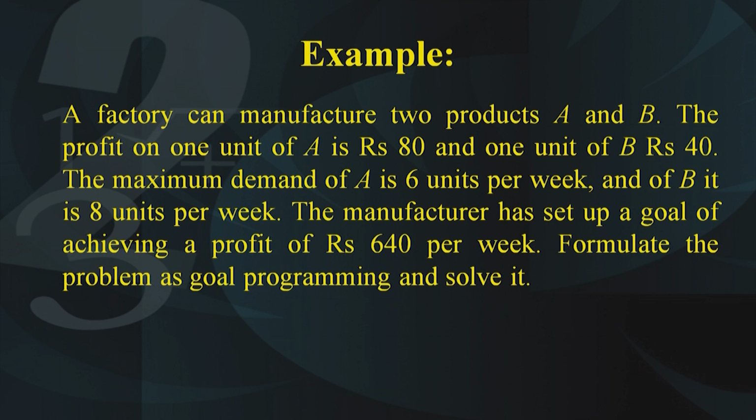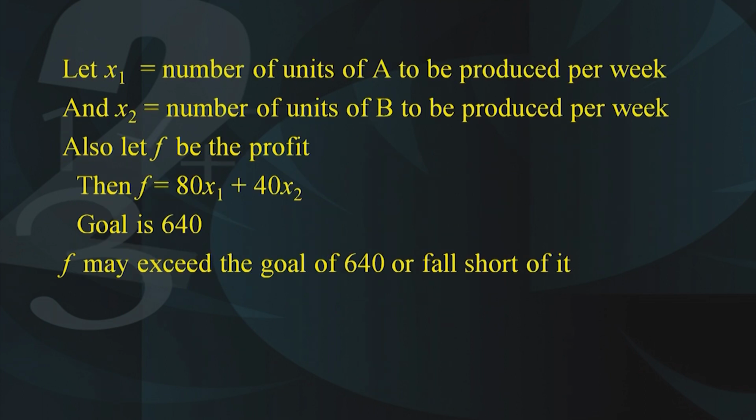Here is an example of a real life situation. Suppose a factory can manufacture two products A and B. The profit on 1 unit of A is rupees 80 and on 1 unit of B is rupees 40. The maximum demand of A is 6 units per week and of B is 8 units per week. The manufacturer has set up a goal of achieving a profit of rupees 640 per week. We are required to formulate the problem as a goal programming problem and solve it.